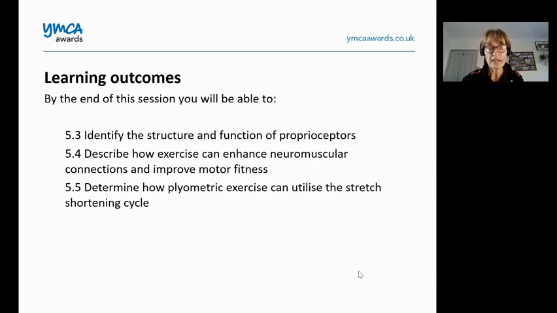You'll also be looking today at the structure and function of proprioceptors to be able to describe how exercise can enhance our neuromuscular connections and improve our motor fitness. And I hope you remember the different aspects of motor fitness from level 2. And also we'll be looking at plyometric exercise and how it uses the stretch shortening cycle. So let's get going.